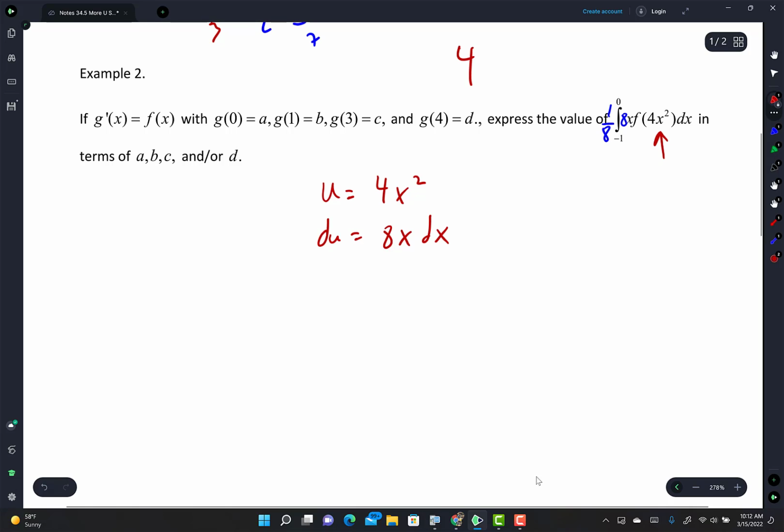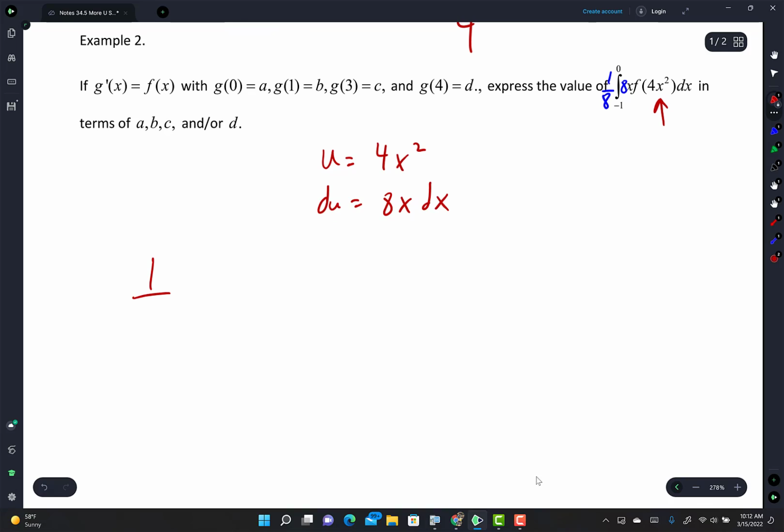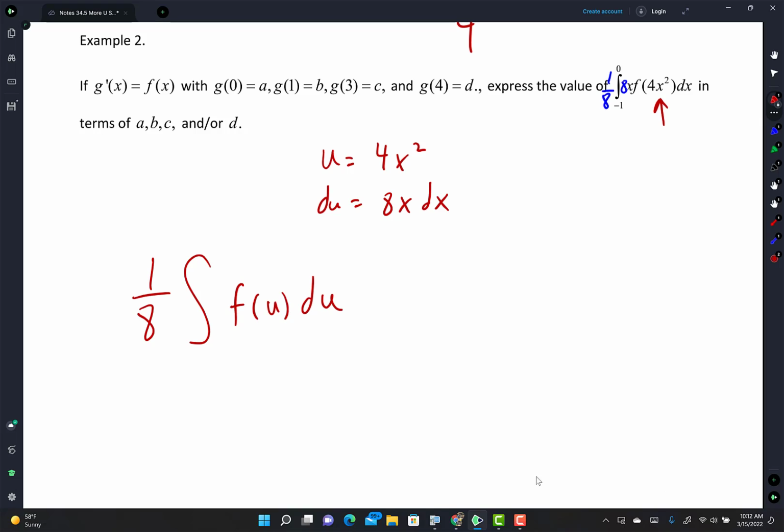1/8. So here we go. Here's my new integral. I have 1/8 on the outside, new limits, and I'm going to write f of u du. Are we still okay? All right.